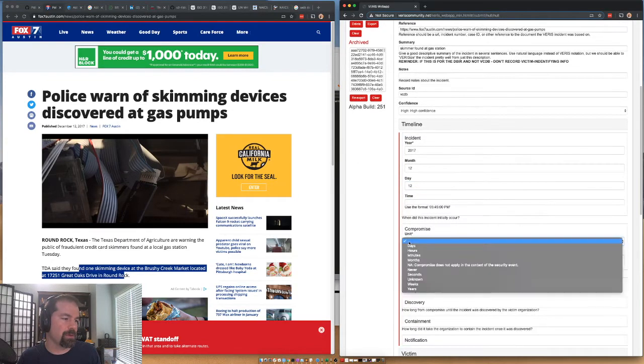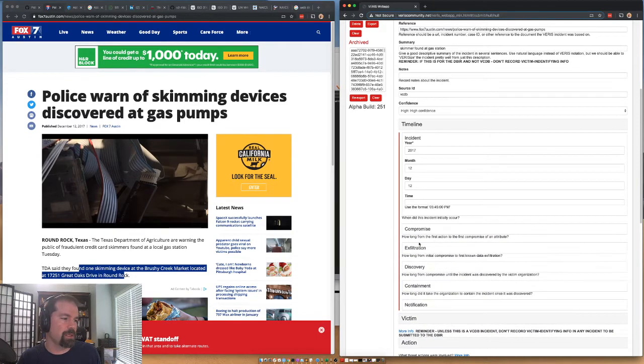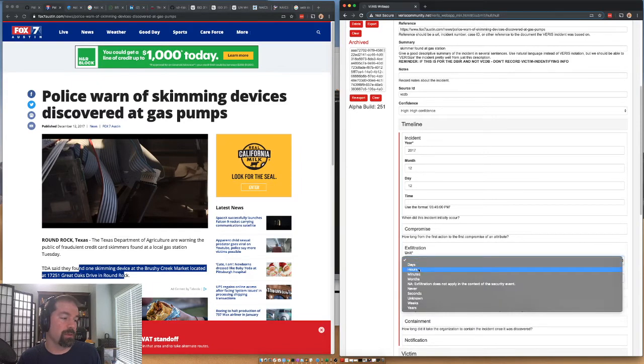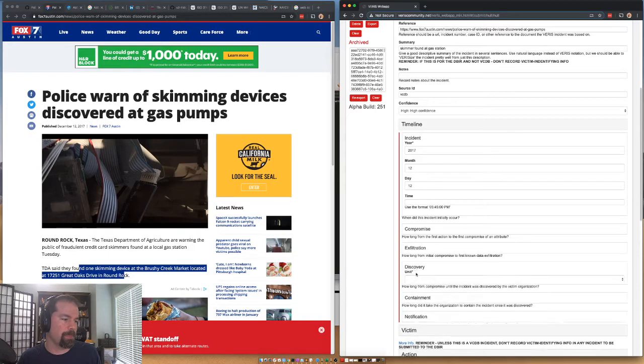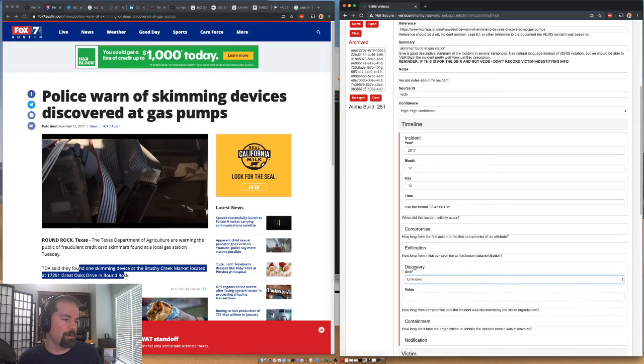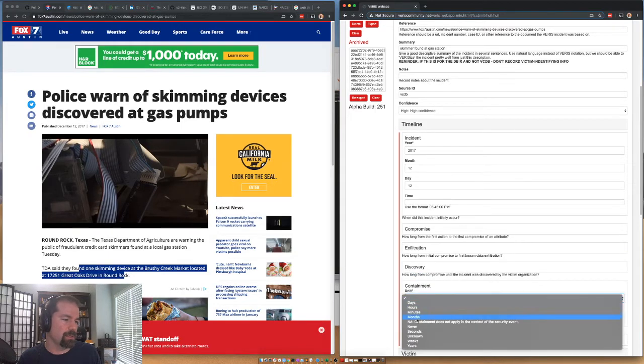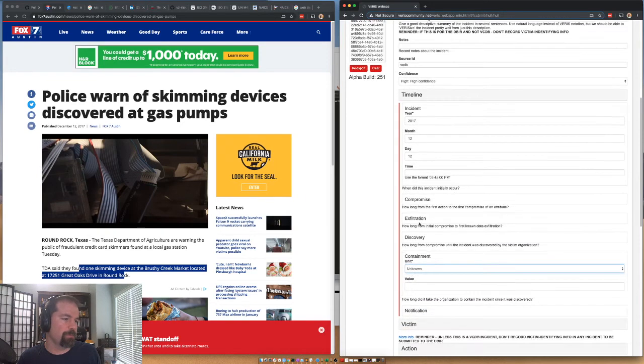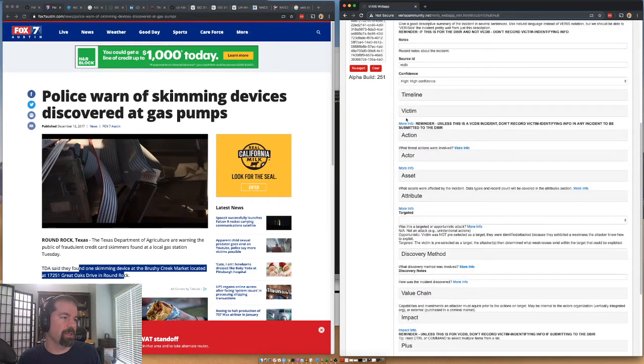Compromise is, we don't know. Well, we know skimmers take seconds. Right, because under a minute, or under 2 minutes to put in. Exfiltration, we don't know how long it was there. Discovery, we don't know. Containment, we don't know. Not a lot of timeline information in this one.